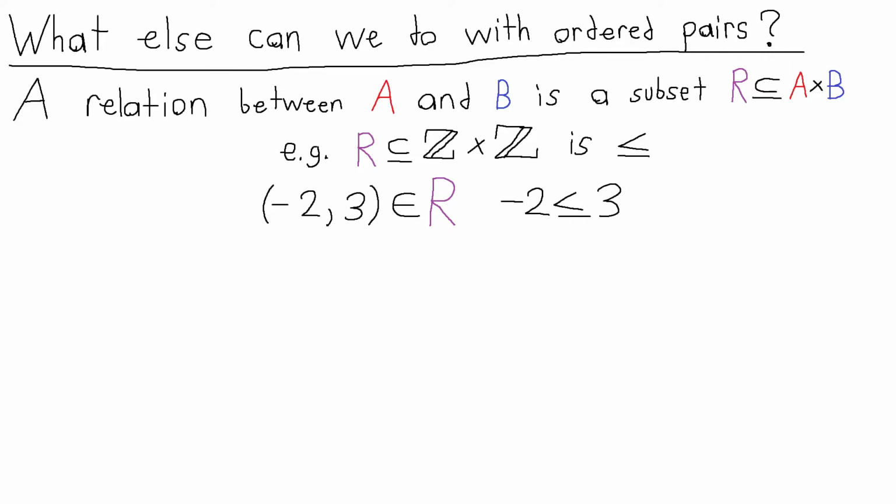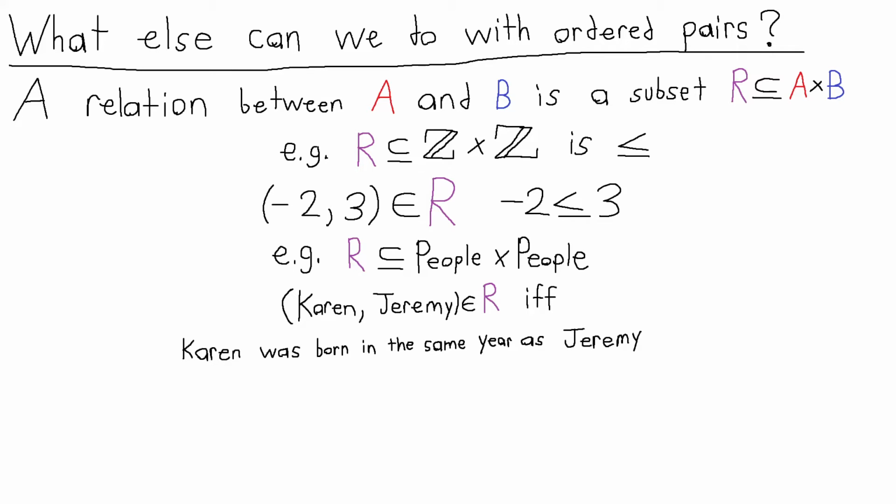For another example, we could define a relationship on the set of people in the world, where we consider x to be related to y if y was born in the same year as x. For example, the ordered pair Karen-Jeremy would be an element of R if and only if Karen was born in the same year as Jeremy. There is a very important type of relation called an equivalence relation, which is a relation that somehow generalizes the notion of equality. A relation is an equivalence relation if and only if it satisfies 3 key properties.